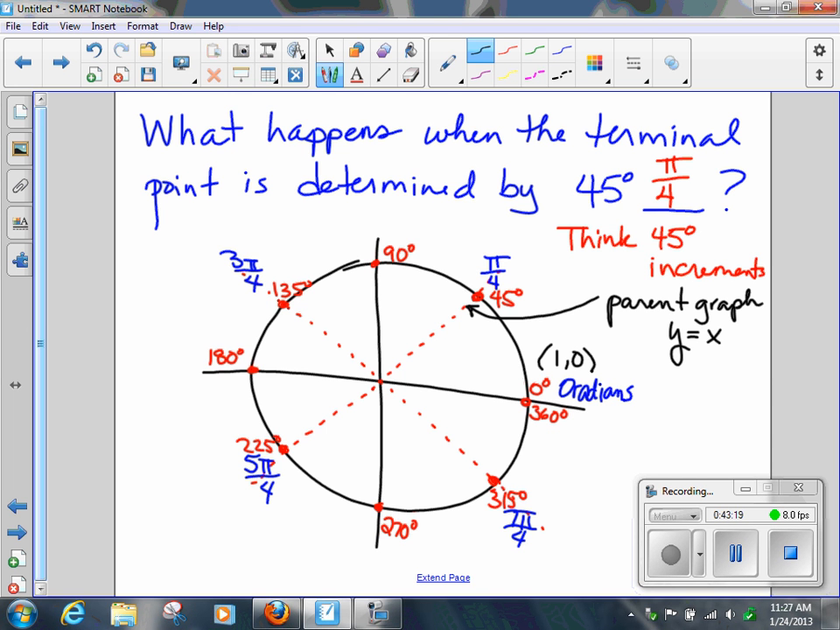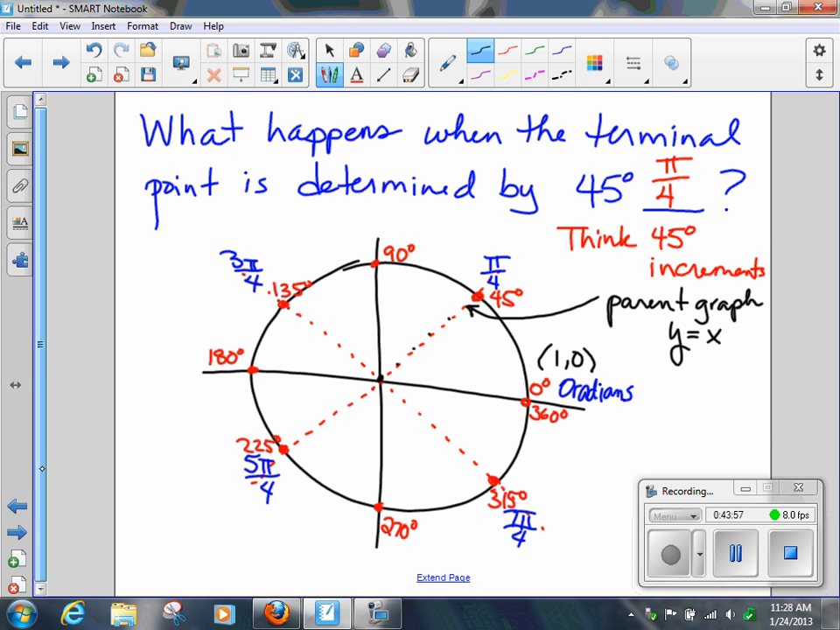Okay, the parent graph. Now look, real quickly. This will go fast. The parent graph, that function is y equals x. So that means when 0 is x, the y value is 0. When the x value is 1, the y value is 1. 2, 2, 3, 3, 4, 4, and on and on, right? It's a straight line. It's the parent graph. It is the mother and father of all linear functions.